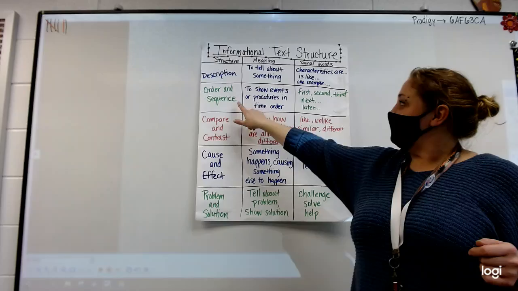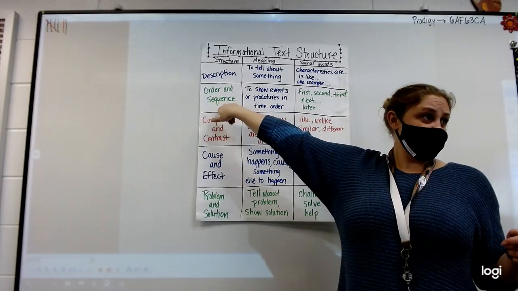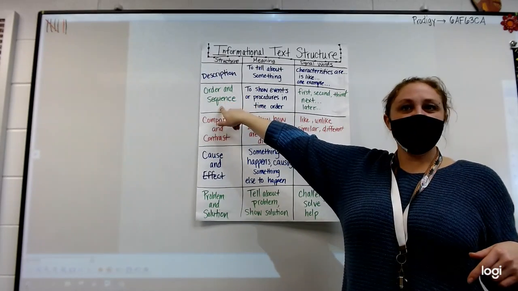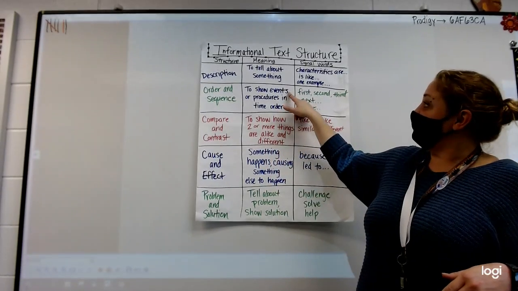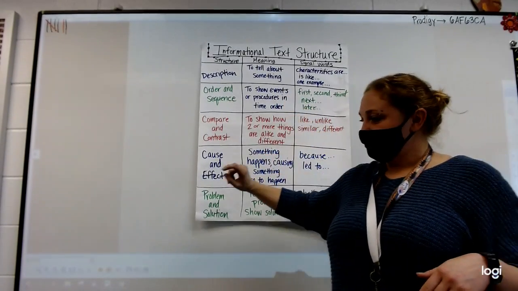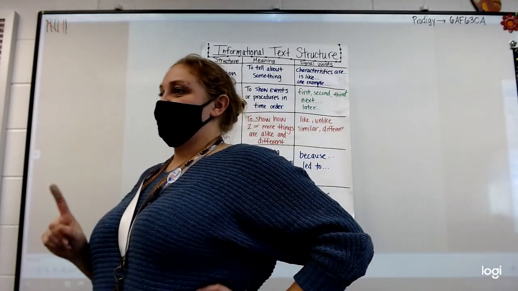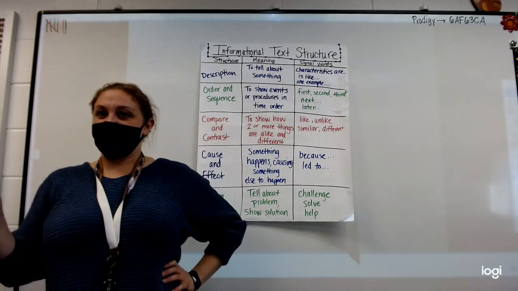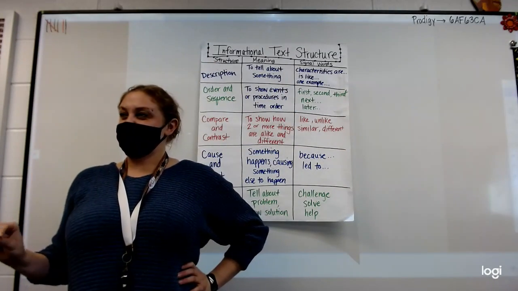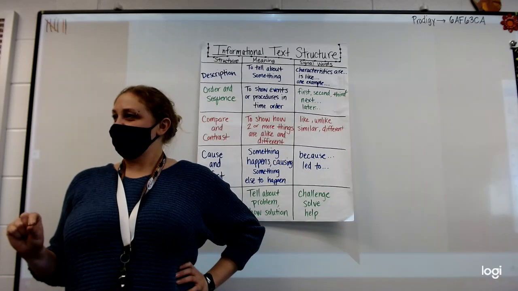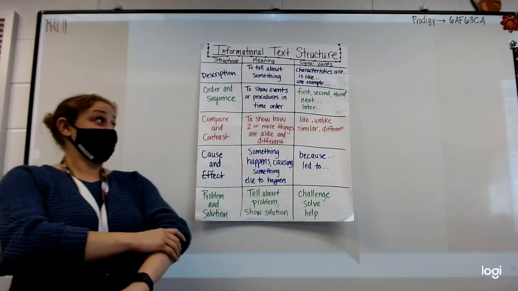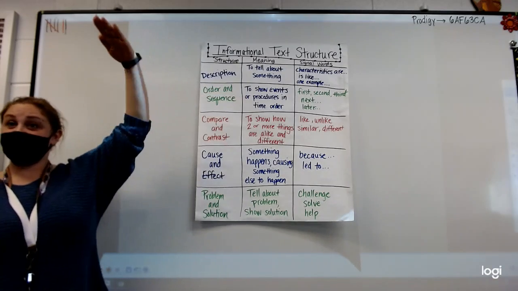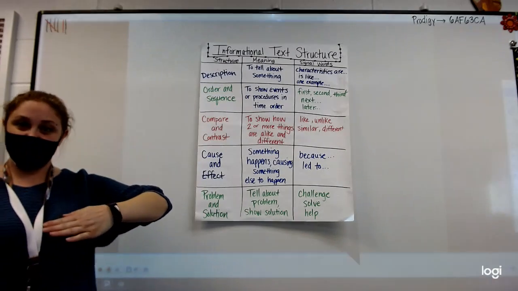Okay? The second one up here, order. Sometimes it's called sequence. It means whatever they're telling you has to go in order. You're showing events or procedures in order. If I am making cookies, okay, I'm reading my recipe, is it important that the directions are in order? Yeah, or that's not going to work out, right? So cookbooks, all cookbooks use order and sequence to list the steps of a recipe.